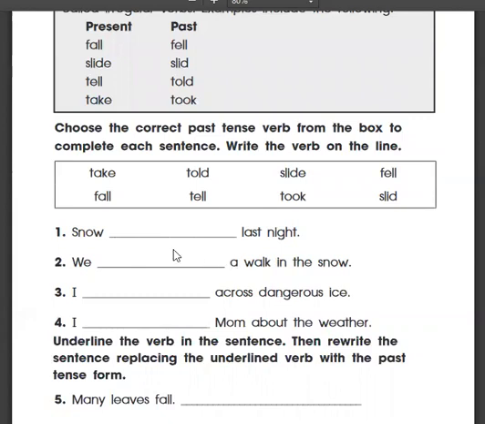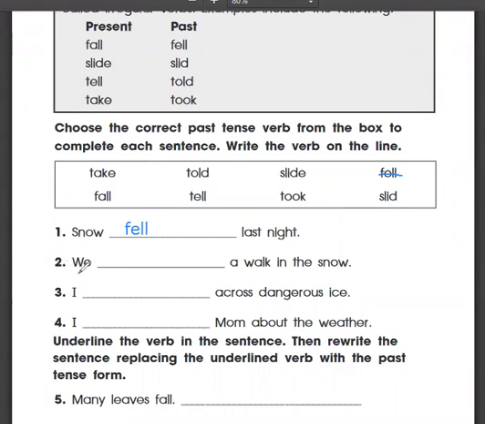So we have 4 sentences, and it says, snow blank last night. So we are looking at fall or fell, which is what happened in the past. The snow fall last night or snow fell last night. We're going to say fell, F-E-L-L. And then I'm going to go ahead and cross that one out so I know I've used it.